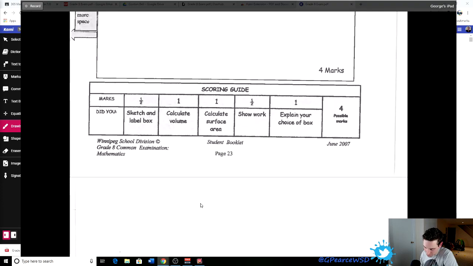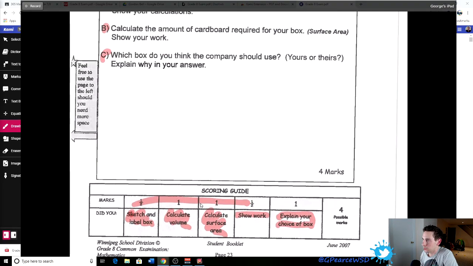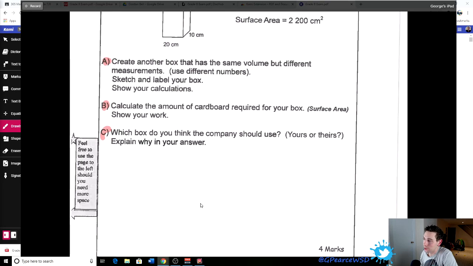All right, again, before you get started, where are the marks? Your sketching is worth half. Calculating volume is 1. Calculating surface area is 1. Showing your work in general for all of these together, half a mark. And then explain your choice of box. Obviously you choose the one with less cardboard use because you pay for the cardboard.